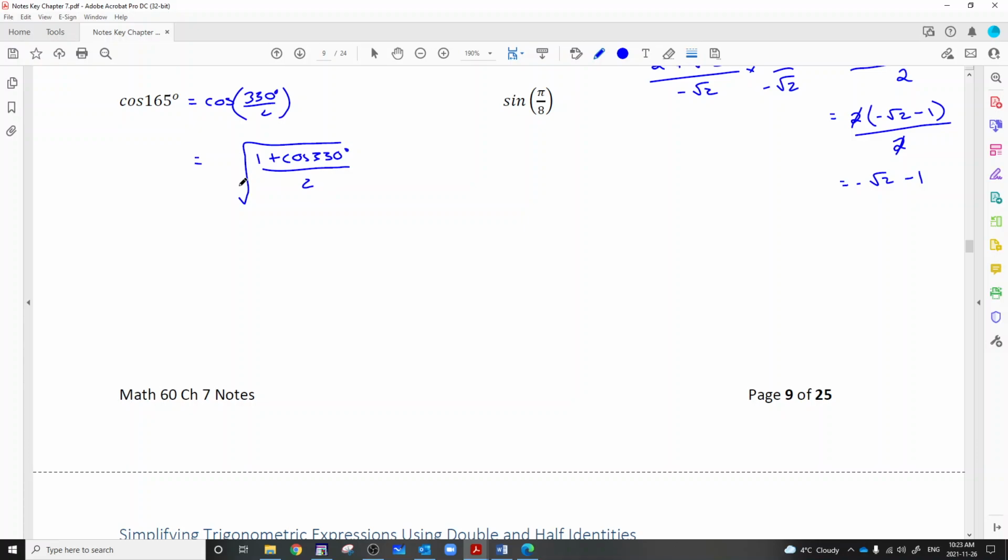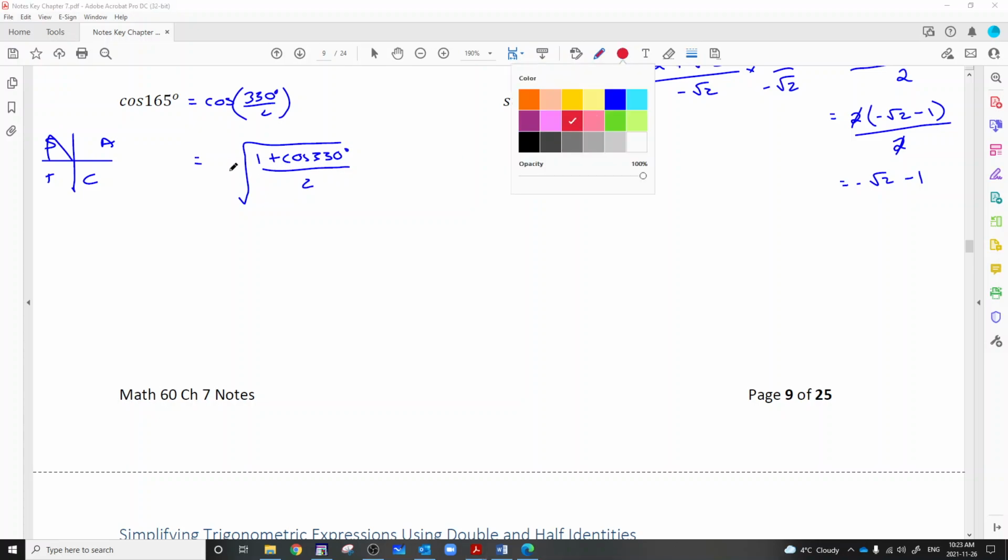Okay, so step number 1 we wrote as a half angle identity. Step number 2 we rearranged it into the half angle identity, but now we have to decide plus or minus. So we look at it, CAST, 165 is in quadrant 2, so I know that I am going to make this negative. Now we go in and we evaluate what we can.